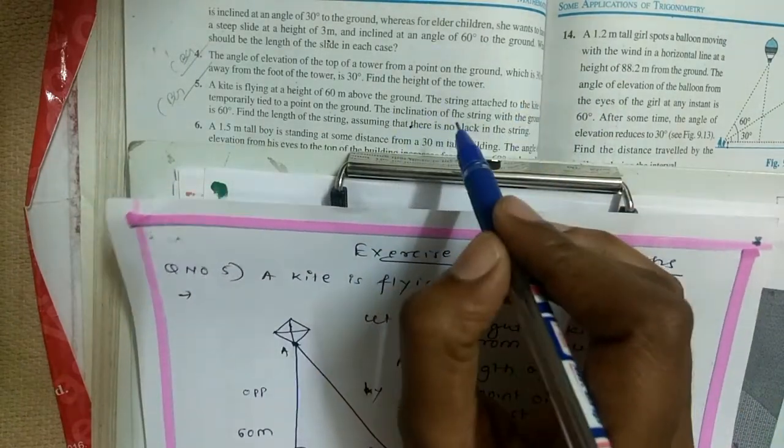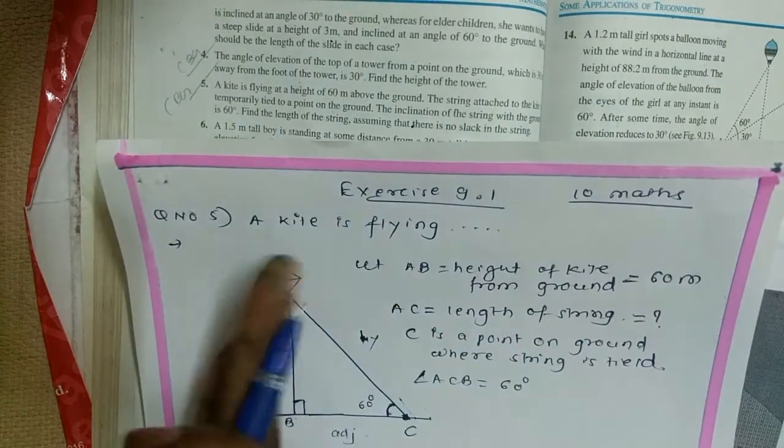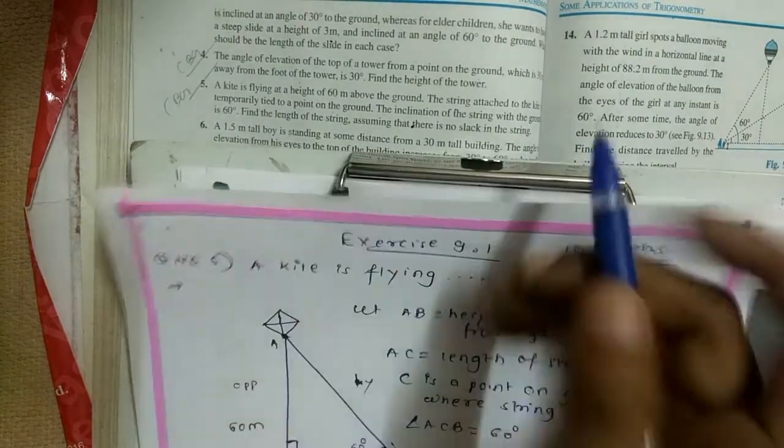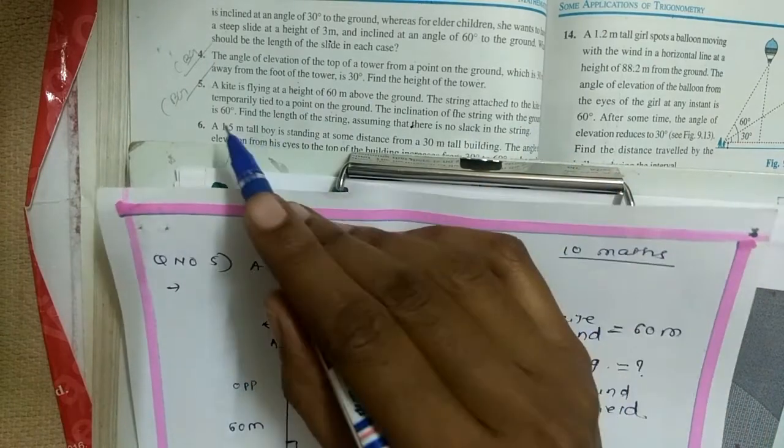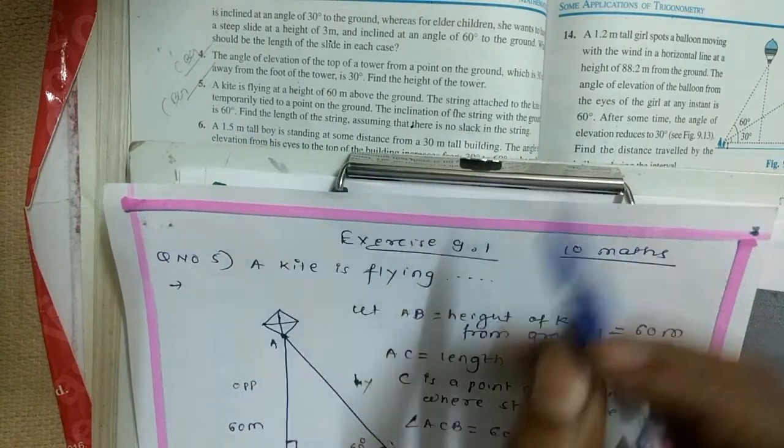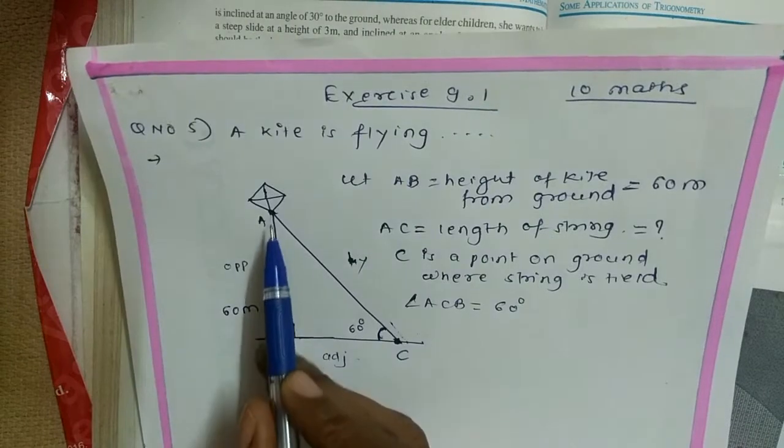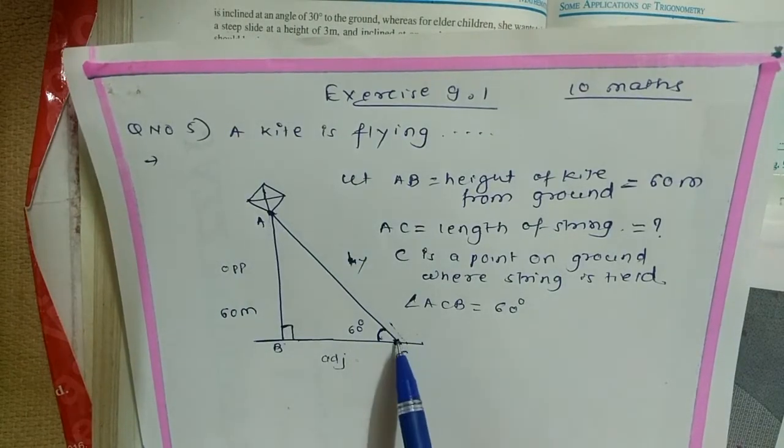The string is inclined, isn't it? You can take the inclination this side or this side, as you want. It is inclined with the ground at 60 degrees. So the angle of inclination given is 60 degrees. This string is inclined and tied to any point on the ground.